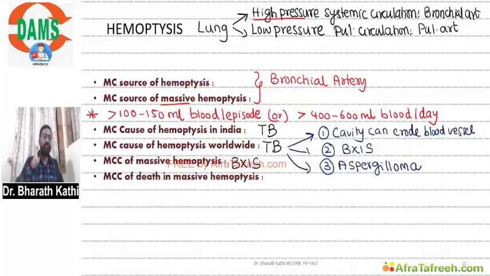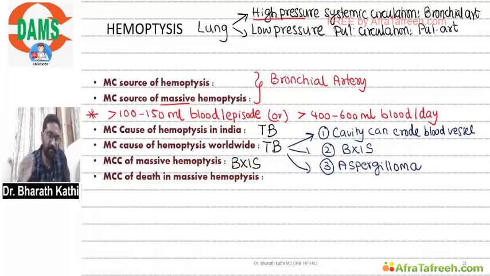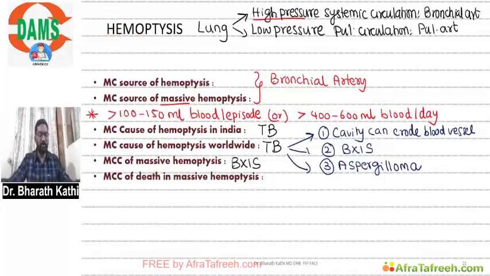Then what is the most common cause of death in massive hemoptysis? Now this, as a postgraduate, you should answer me. Why will a patient die in massive hemoptysis? Anybody? Will he die commonly due to hypotension and shock? No. In massive hemoptysis, it is not due to hypotension and shock.